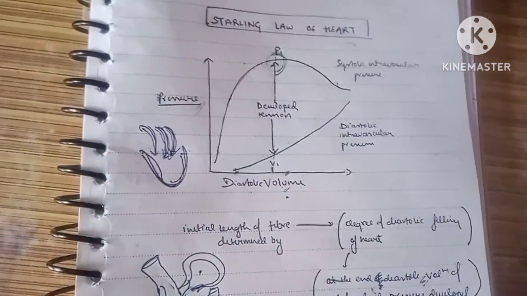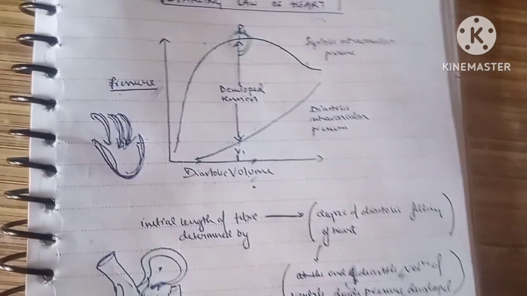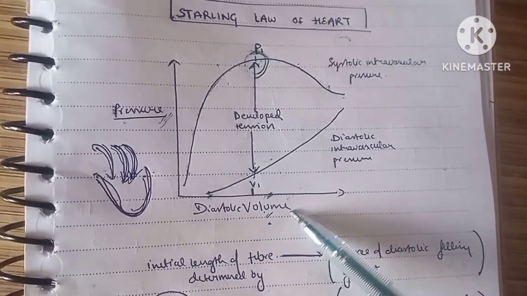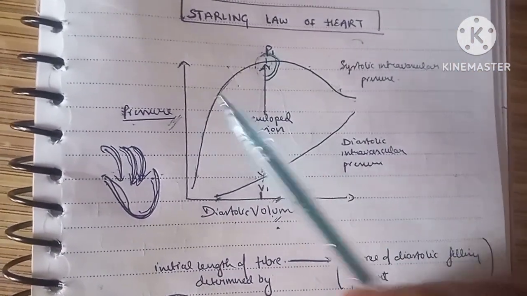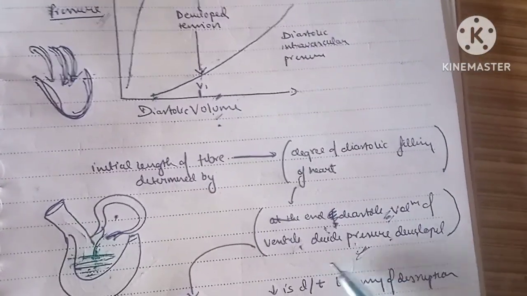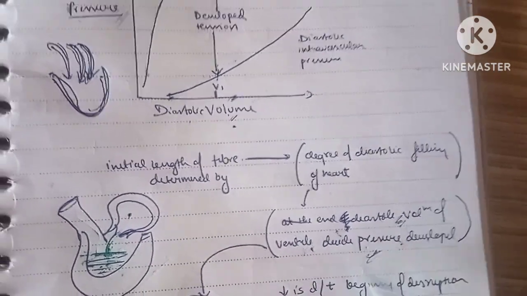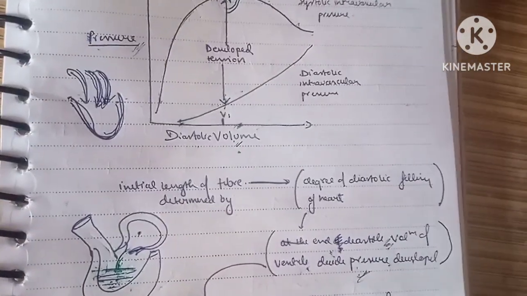Hello everyone. So this video is about Starling's law of the heart, Frank Starling law, or just simply Starling law. Starling's law correlates the ventricular diastolic volume with the pressure that the ventricle is going to generate. In a simple sentence, we can say that the end diastolic volume of the ventricle is what is going to decide the pressure which the ventricle is going to generate.